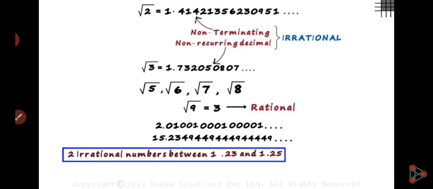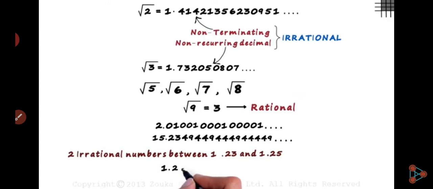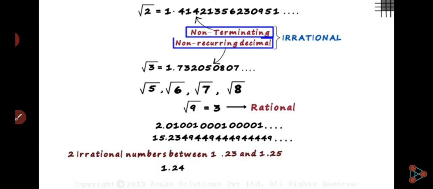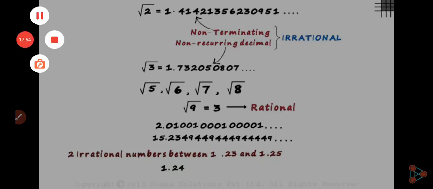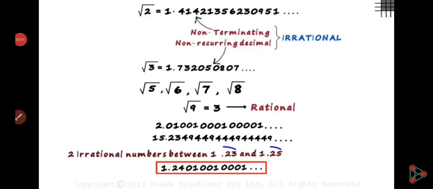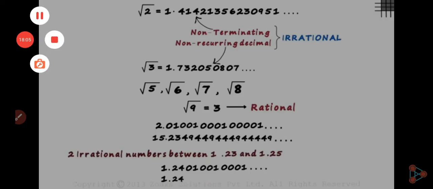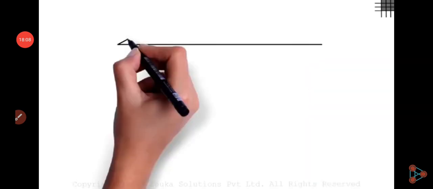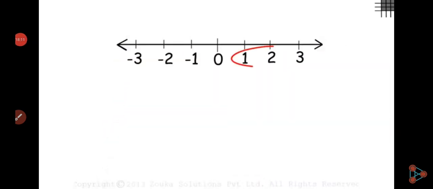If you want to write two irrational numbers between 1.23 and 1.25, 1.24 is not one, as it is not a non-terminating non-recurring decimal. So this type of number we didn't find, and this type of number is called an irrational number. If you want to write an irrational number, you have to write this type of number. Understand? So students, now we see what is a real number.